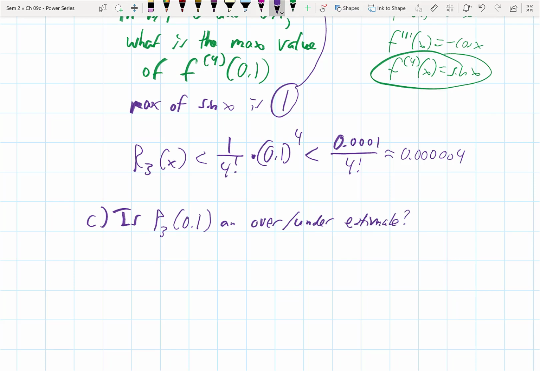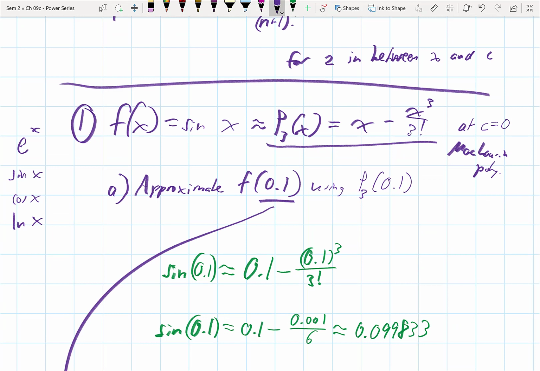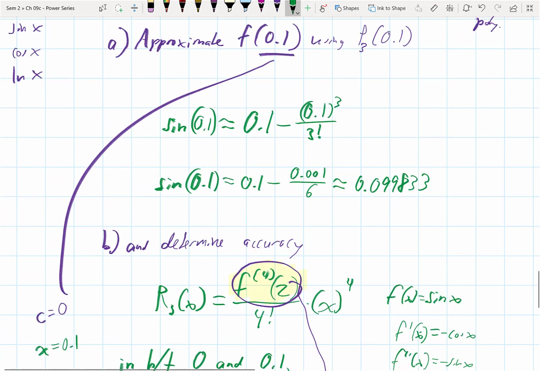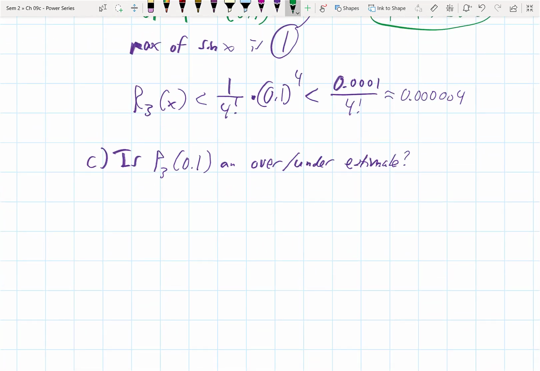To do that, you have to have some knowledge about the Taylor polynomial for sine. Let's look back up at the Taylor polynomial for sine: x minus x cubed over 3 factorial. It's a positive term and then a negative term, and it's going to continue with positive, negative, positive, negative. So since the last term is negative, it is an underestimate. I'm going to say underestimate because the last term is negative.